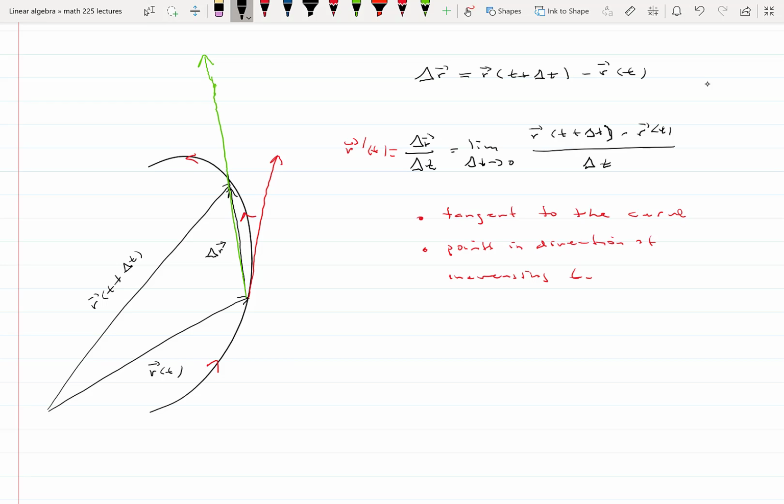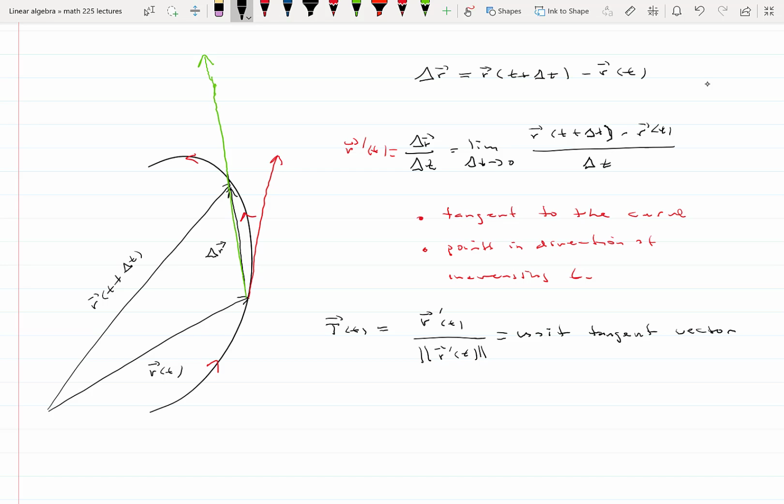One of the last things we did in that last section was to take r prime of t and divide by its own length, forming a unit vector, which we call capital T of t. That equals r prime of t multiplied by the reciprocal of the length of r prime of t. Symbolically, we write r prime of t over the length of r prime of t. So this is a unit tangent vector.